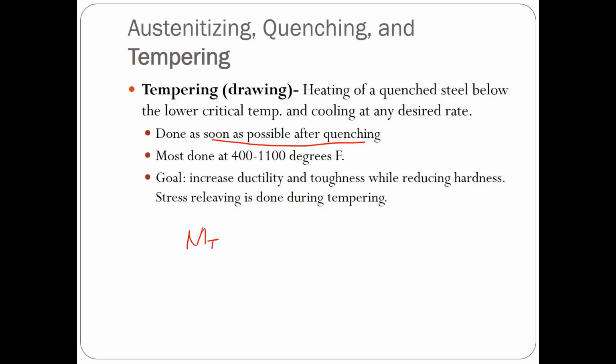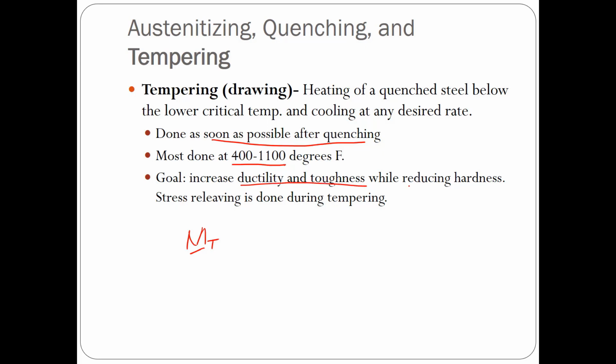So tempering is super important because we know that martensite, left alone, left untempered, is going to be high stress, and high stress leads to cracking. It's what we call a subcritical process because it's below our 1333, below our critical temperatures, and the goal is to increase ductility and toughness.